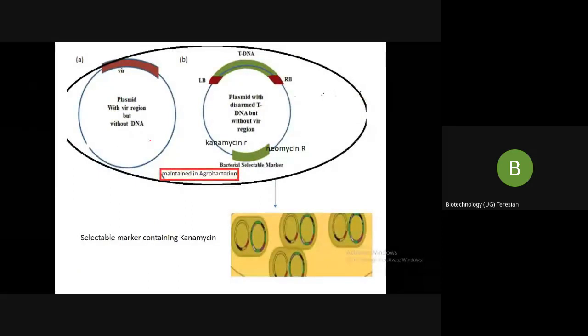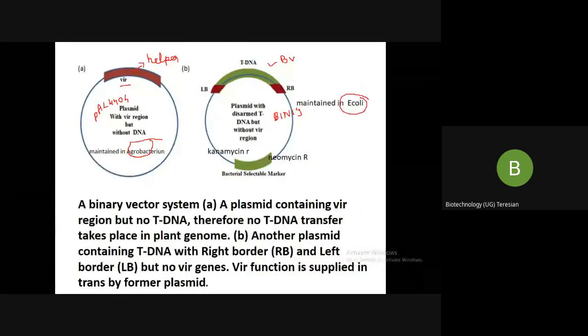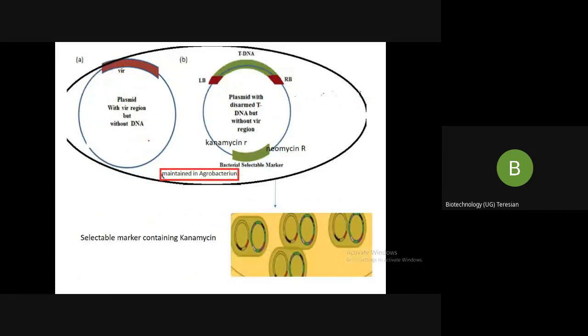Okay. After it has been maintained and replicated in the respective microorganism, whether it is E. coli or agrobacterium, then the tDNA plasmid, which was present in the E. coli, is now transferred and maintained in the agrobacterium. So your agrobacterium is now modified. Why it is modified means it has two plasmids: one plasmid consisting of the helper plasmid and another containing the binary vector.